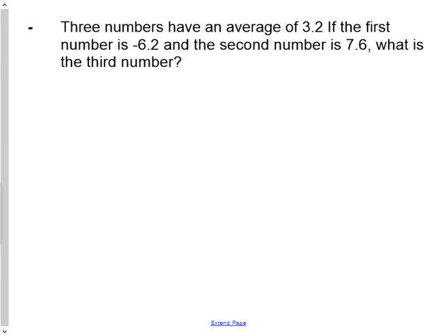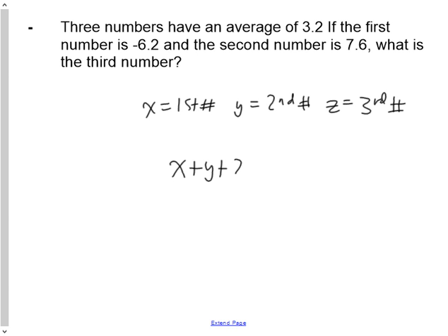The next story problem says, three numbers have an average of 3.2. If the first number is negative 6.2 and the second number is 7.6, what is the third number? So if we think about x being the first number, y being the second number, and z being the third number, I know this seems weird because we've never used more than one variable, but bear with me. So x plus y plus z would be the sum of those three numbers. And to get the average of numbers, you have to add those three numbers together and divide by the number of terms, in this case, three numbers. And that will equal your average.